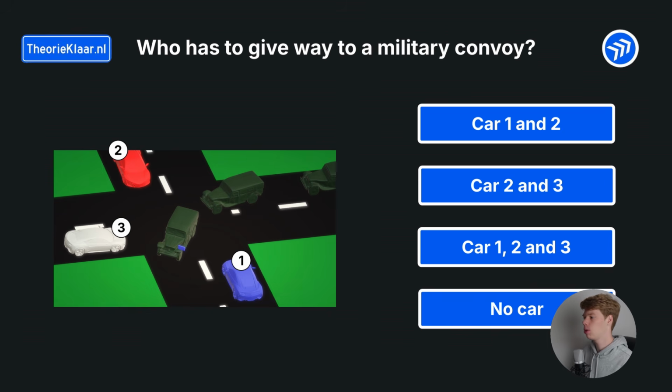Who has to give way to the military convoy? Car 1 and 2, car 2 and 3, car 1, 2 and 3, or no car at all? We are at an equal priority intersection, and the first car of a military convoy has already passed all the cars here. So all the cars have to give way to the military convoy.